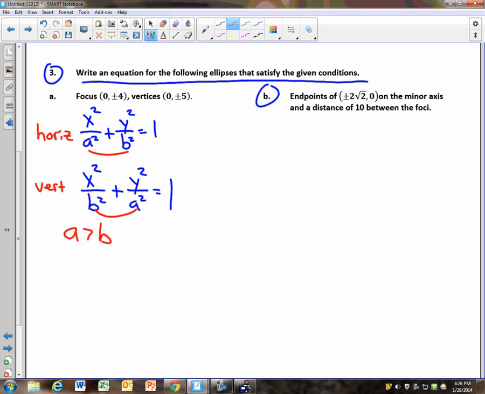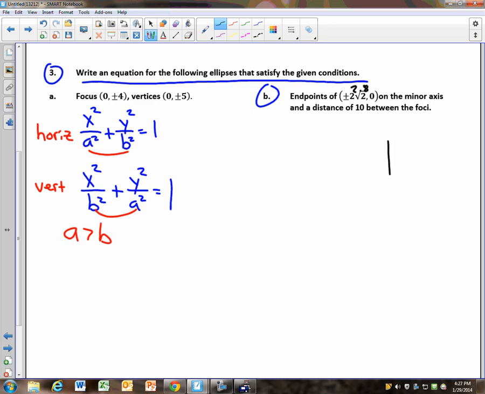So today we want to finish off this problem, b. We want to write an equation. First we have to decide if it's horizontal or vertical. It says endpoints of plus or minus 2 roots of 2, 0 on the minor axis, and a distance of 10 between the foci. If you have problems with this, draw it out. Plus or minus 2 roots of 2 is about 2.8.